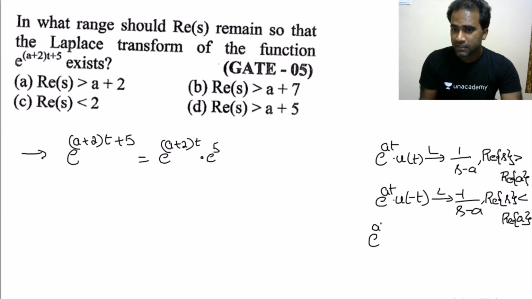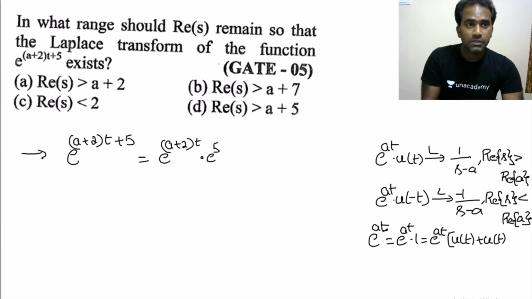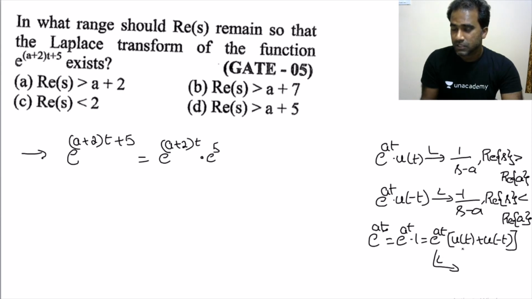So what if they have given us e power at? If they have given us e power at, we can only write it as e to the power of at into 1, which can also be written as e power at into u of t plus u of minus t. Now let us find the Laplace transform of this one. The answer for e power at into u of t is 1 divided by s minus a, and the answer for e power at into u of minus t is minus 1 divided by s minus a.